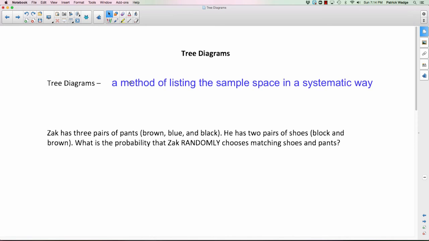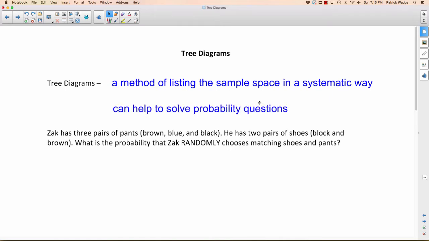All right, so tree diagrams are a method used to list the sample space in a systematic way. Remember, a sample space is all the outcomes. So when you flip a coin, heads and tails, two items make up the sample space. When you roll a die, 1, 2, 3, 4, 5, 6 makes up the sample space. And sometimes it can be very complicated to figure out what the entire sample space is. So a tree diagram can help you do that. They can also be very helpful solving probability questions.